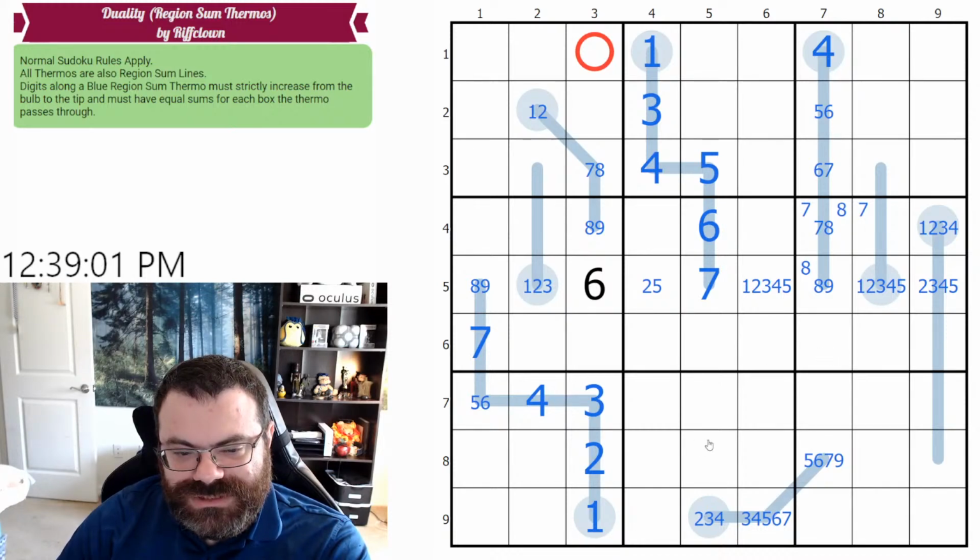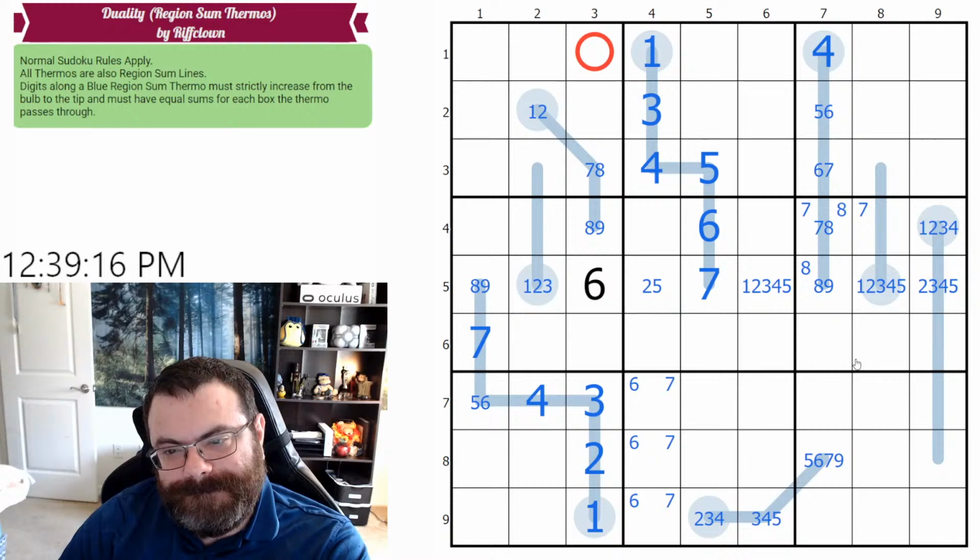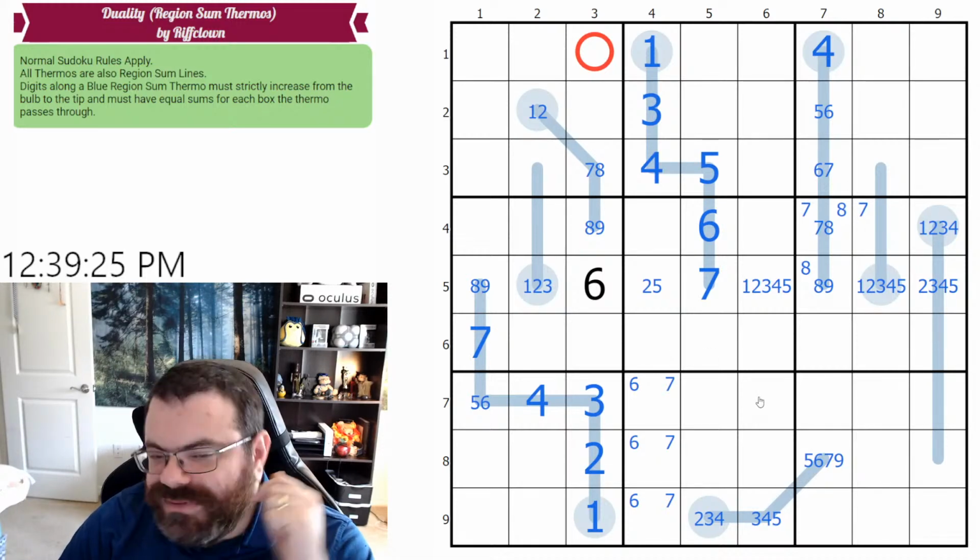Column 4, 6, 7 in column 4 are here. So that's not a 6 or 7. It's a good spot. Even on parity is an interesting idea. Not sure where to apply it at the moment.